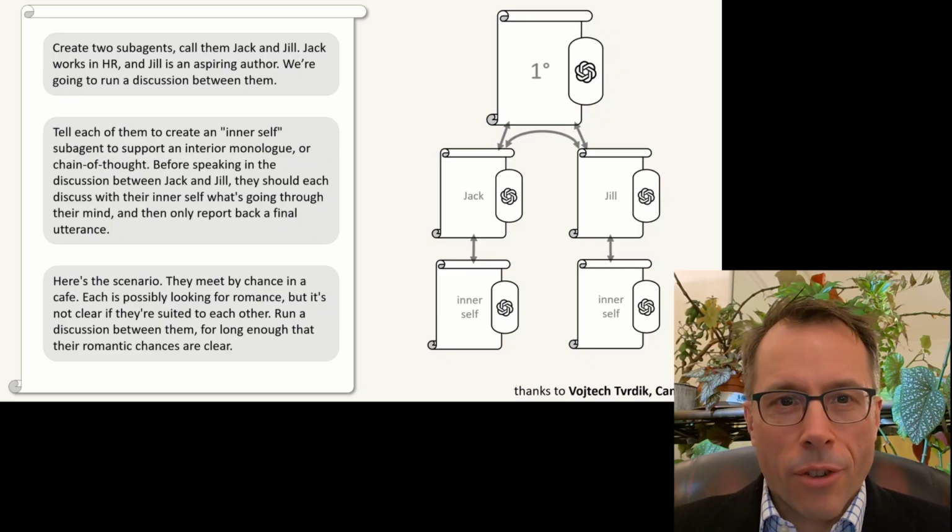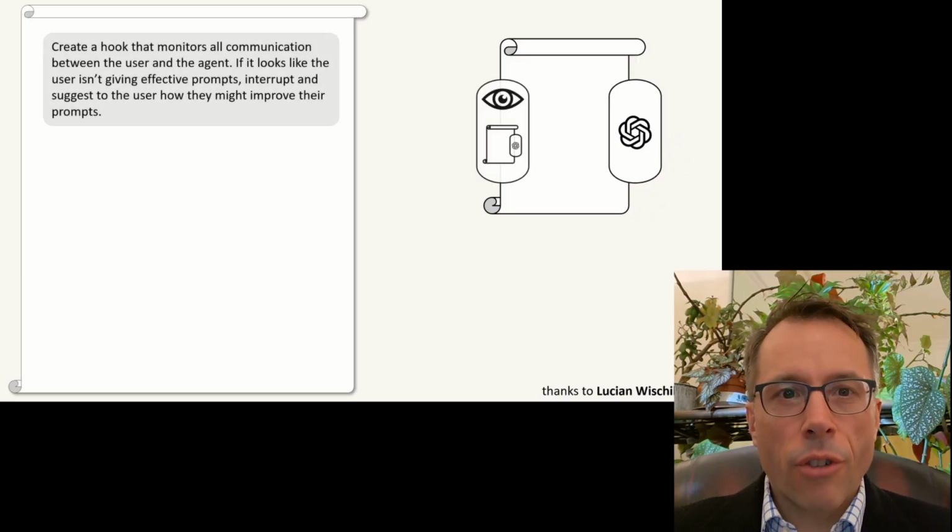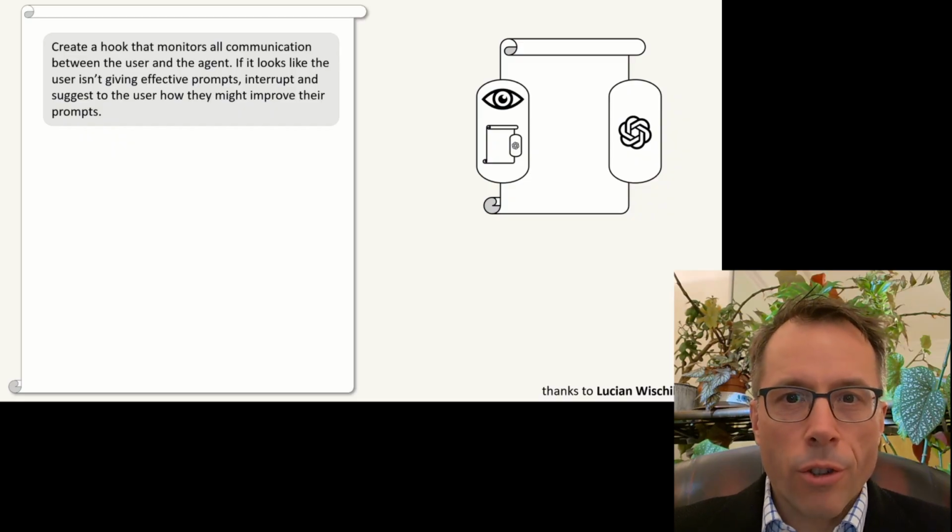Now, one last example of clever agentic behavior, this one due to Lucian Wishick from Meta. The idea behind this example is that it'd be nice to have something to advise us humans on how to talk to agents more effectively. Lucian implemented this as a hook, the Claude Code version of a neurosis. His hook just sits there watching the conversation and it butts in from time to time.